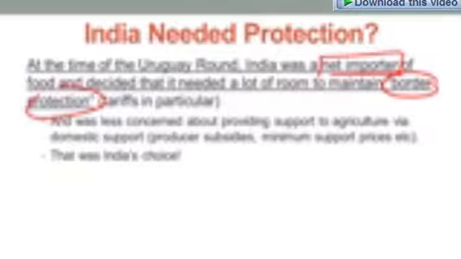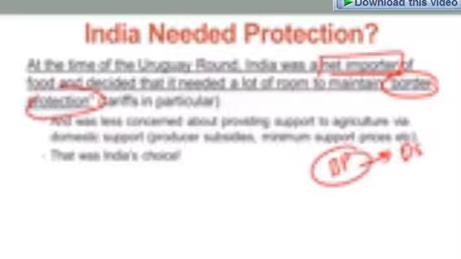But now we have moved away from border protection. Border protection was the priority then. Now we have moved to domestic support. Now we are providing domestic support. So BP to DS. Earlier, border protection was our biggest priority. Now domestic support is the biggest priority. During the border protection time, our biggest priority was that we should have high tariffs. Ceilings should be high, which we got.